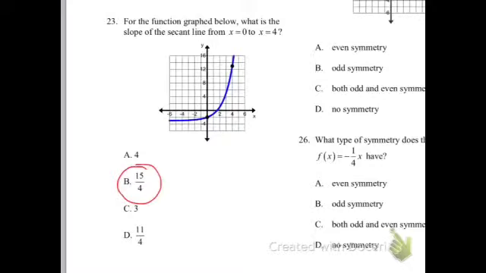23, when you're trying to get the slope of the secant line from 0 to 4, you get the slope from that point to that point. And remember, in getting slope, you get the change in y, put that number over the change in x. Well, the change in y from -2 up to 13 is 15. And the change from 0 to 4 in the x is 4. So you got 15 over 4, which corresponds with b.